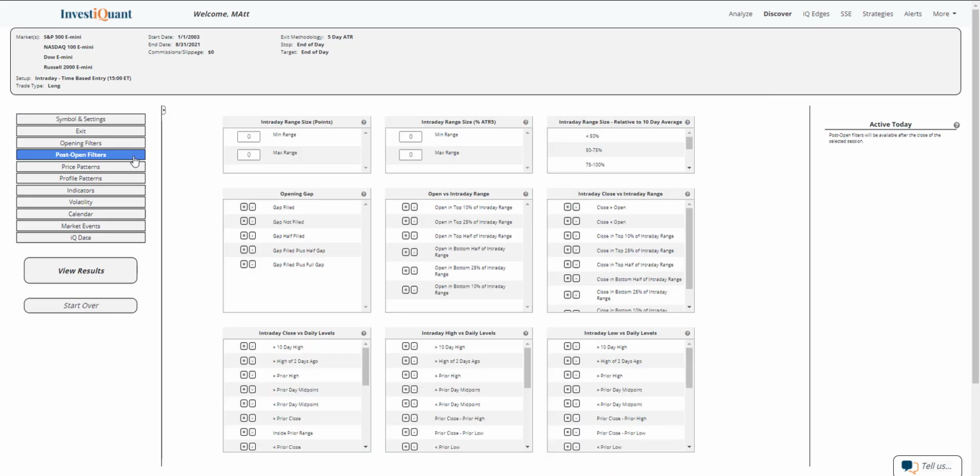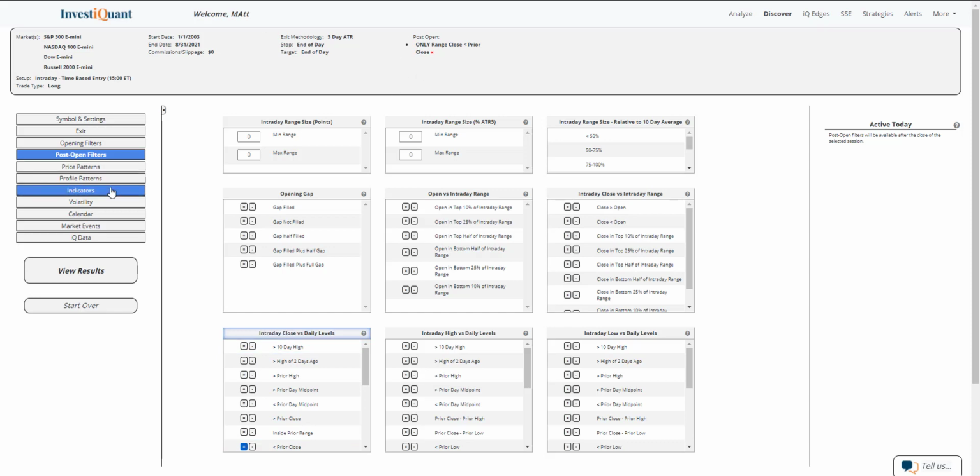Eastern Time. Now, the price action that I want to add to this study is I simply want to say that at 3 p.m., which is the time of entry, the market is trading below the prior session close. So you are trading lower as you approach the end of the day on the last trading day of the month. So let me go into intraday close versus daily levels. I'm going to hit equals here for less than prior day close. That'll add it to the test.